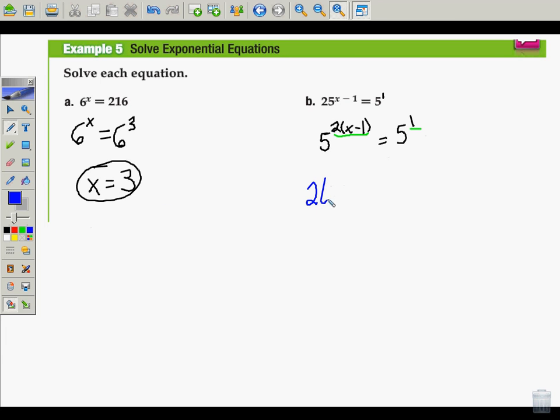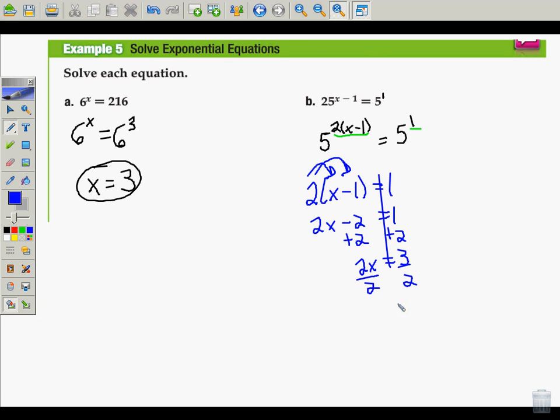And now I just solve this equation. First step is to distribute. We get 2x minus 2 equals 1. Then I'm going to add 2 to each side. I get 2x equals 3. Divide each side by 2. x equals 3 over 2. So the only way these two will be equal is if x equals 3/2.